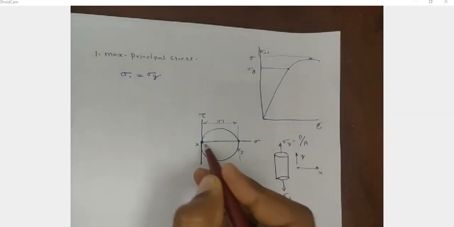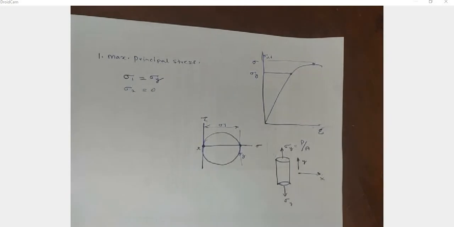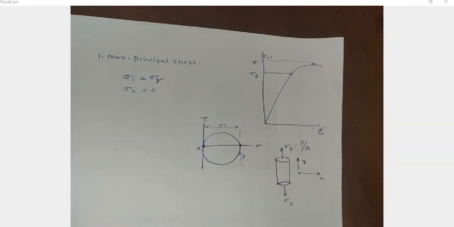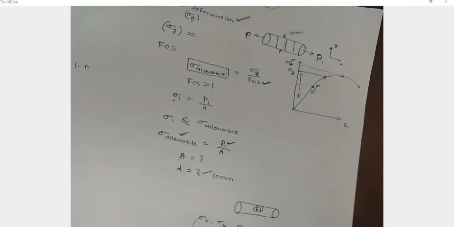And what is the minimum stress? Sigma 2 equal to 0. The minimum stress is equal to 0. So we got sigma 1 equal to sigma y. That is the principal stress. We already discussed this. Based on this principal stress we design this member. Actually this sigma 1 is the principal stress.